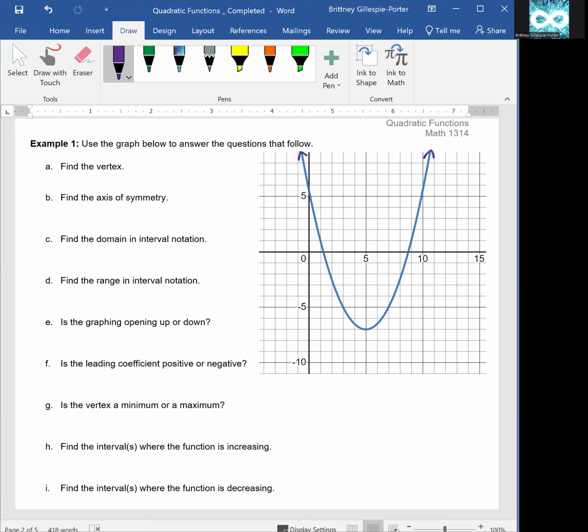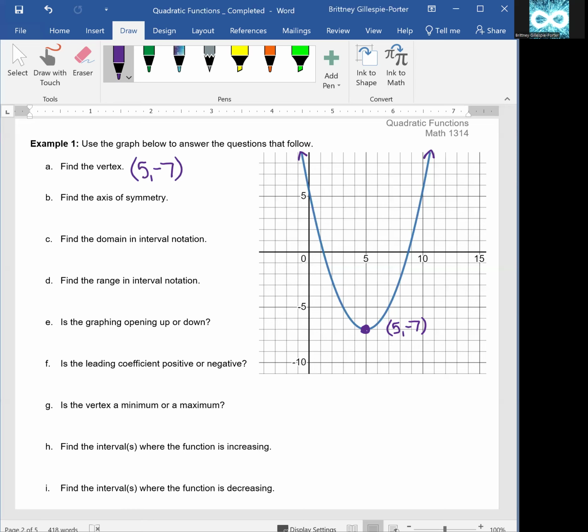So first thing it asks us to find is the vertex. Remember, our vertex is going to be our turning point in our parabola. And ours is happening right down here. And it is at the point 5, -7. So our vertex is 5, -7.